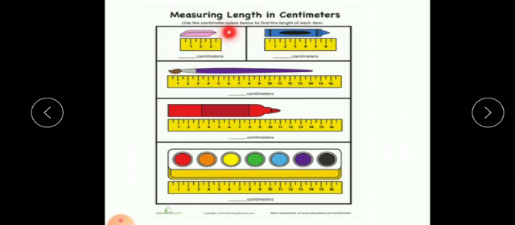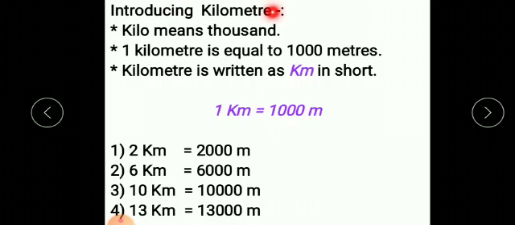Here eraser is given, that is 3 centimeter. Here marker pen is given, that is 6 centimeter. Here paint brush is given, from 0 to 14, that is 14 centimeter. Here sketch pen is given, 1 to 11, that is 11 centimeter. Here color box is given, that is 16 centimeter. Likewise, you can measure the length and always remember 1 meter equal to 100 centimeter and 1 centimeter is equal to 10 millimeter.